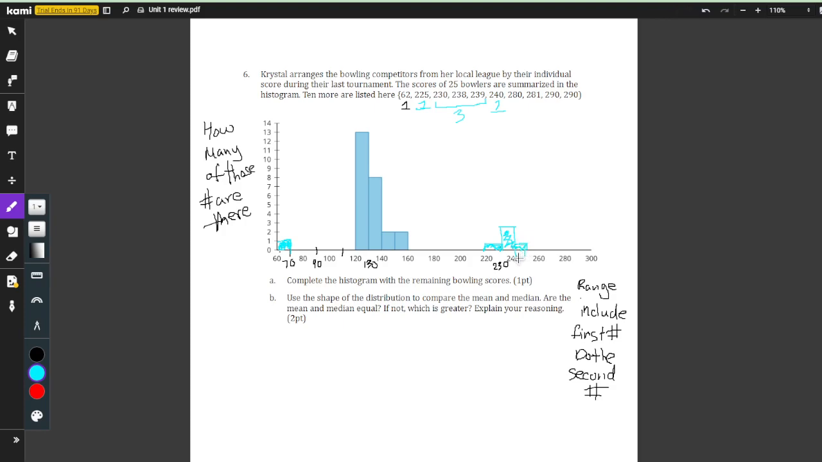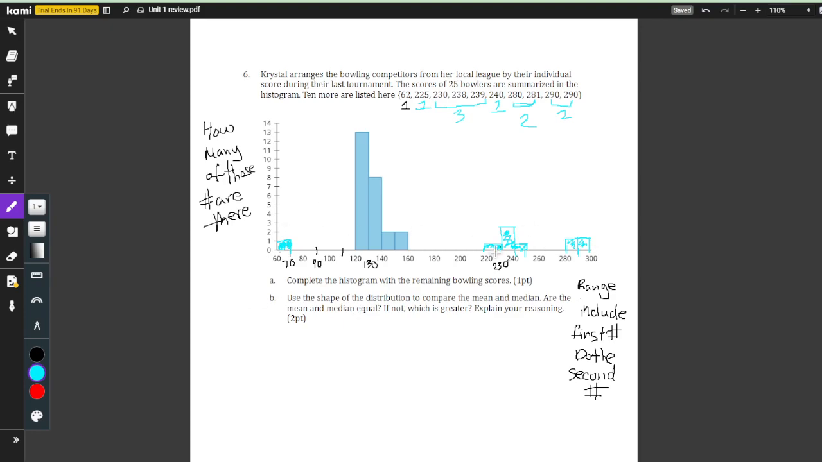And then 250 to 260, nothing. And then we go up to 280. So 280 to 290, there's only two. And then 290 on is also two. There you go. So there's two right here. There's two right there. Draw this straight down. And there we go. We just completed the histogram plot.